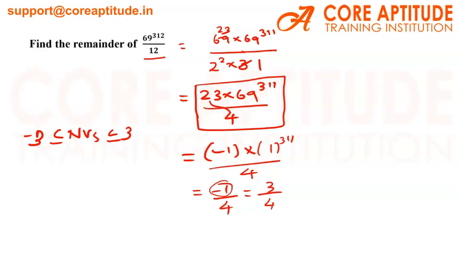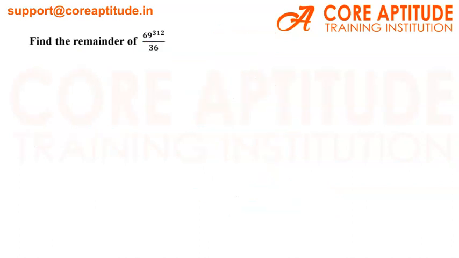Now you have already cancelled out 3. So you can multiply the last answer with 3. So 9 by 12 because the divisor should be same as of question. Remainder is 9. Find the remainder of 69 to the power 312 divided by 36.